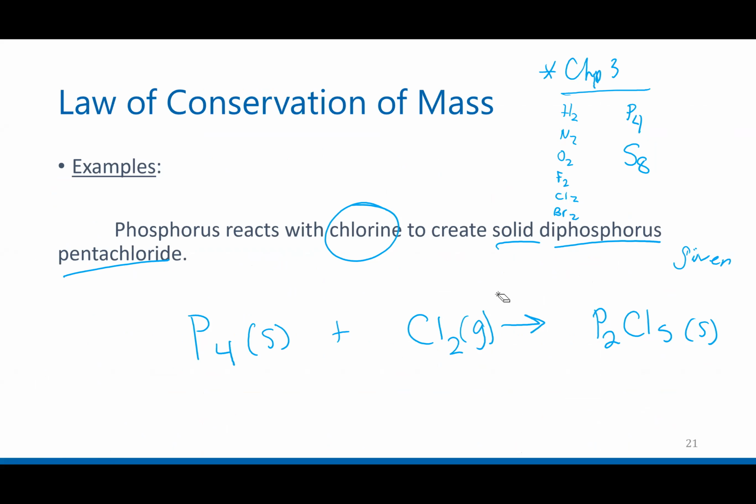And now I can do the balancing part. So we've just done review from chapter 3. We did naming and formulas. We just reviewed chapter 4. We did phases or states of matter. And now I'm going to get into chapter 5 to balance the equation.